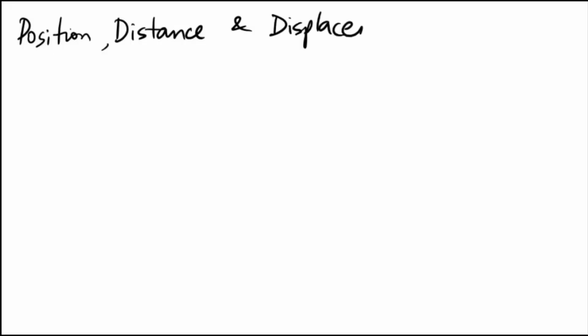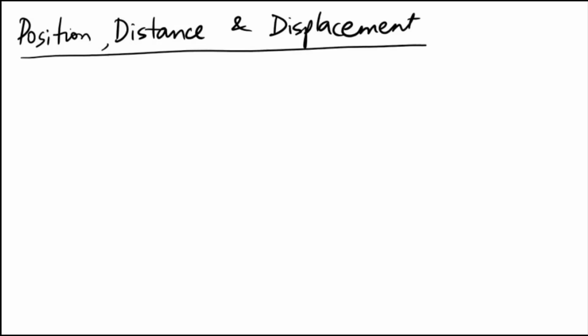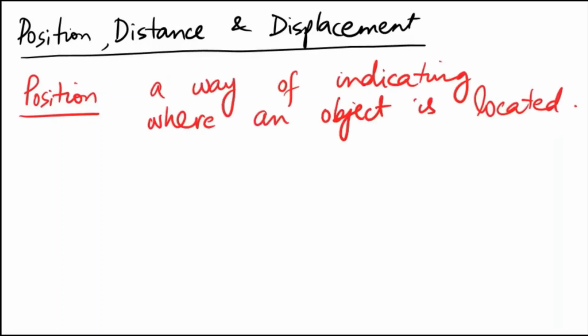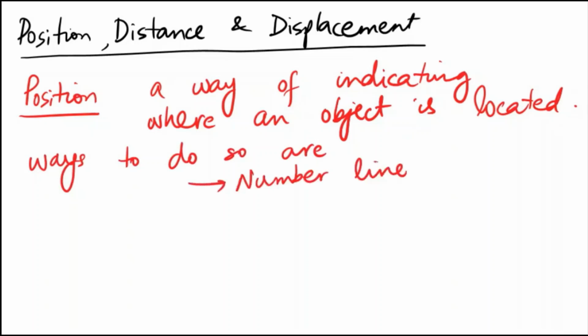Let's take a look at the fundamental quantities in physics: position, distance, and displacement. We'll start with position. It's a way of indicating where an object is located. The ways we can do this is by drawing a number line or a Cartesian coordinate system.